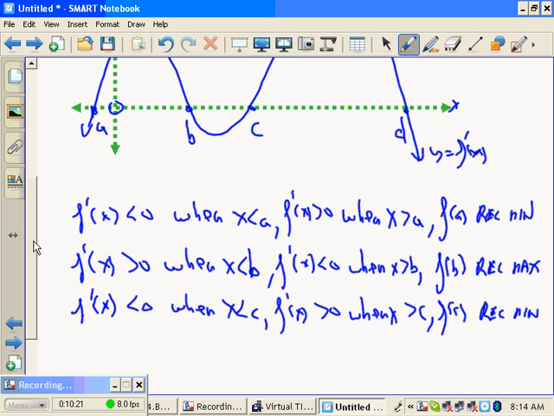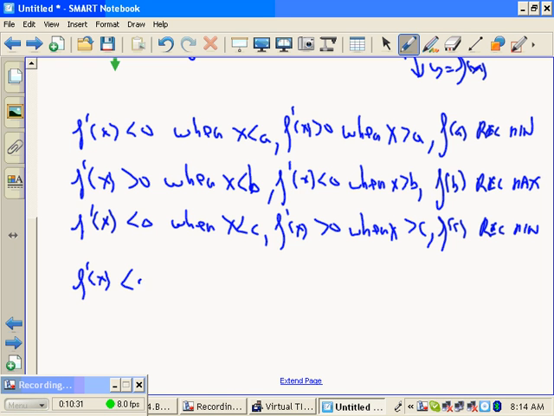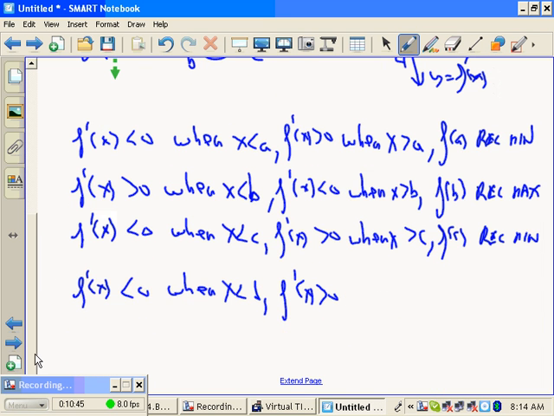And we can say the same thing at d. Positive, 0, negative, increasing, horizontal tangent, decreasing, it's got to be a max, right? So f prime is greater than 0 when x is less than d. Wait, I said it wrong. It's positive here, isn't it? Whoops, sorry. Greater than 0, and less than 0 when x is greater than d. So f of d is increasing, horizontal tangent, decreasing, max. And that's what the first derivative test says.